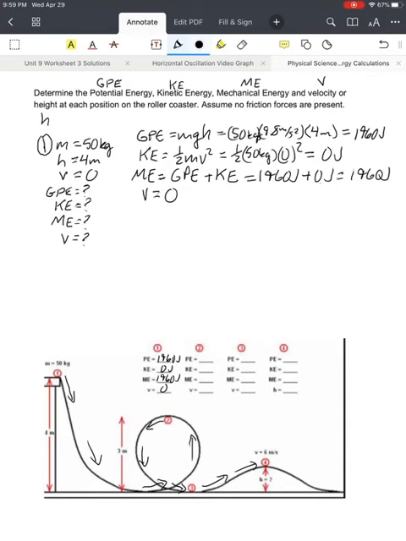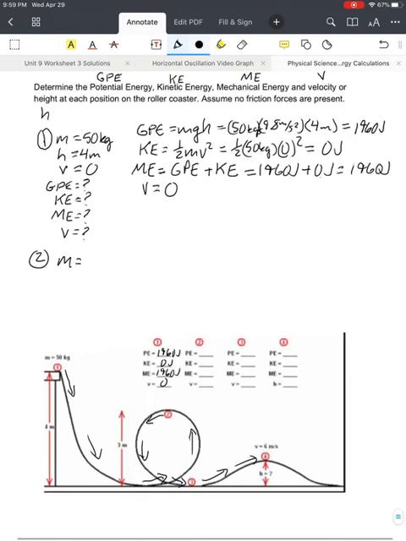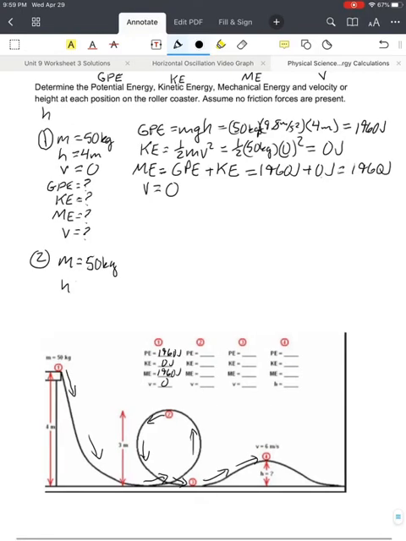All right, so let's work on number 2. I'm not going to do all of this. I'm going to let you do probably parts 3 and 4. So the mass, once again, is 50 kilograms. The height is 3 meters, and that's kind of all we know, but the one thing we do know is mechanical energy is equal to 1,960 joules, because it's going to be the same for all of them.